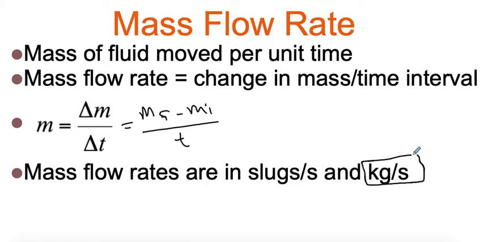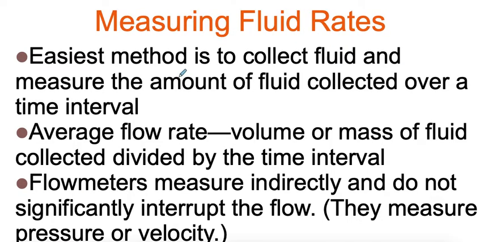This is probably the one that we're going to be using more often. It would be kilograms per second. Slugs is another English measurement, but we're going to be using kilograms per second for mass flow rate. And remember, mass flow rate will be used for gases.